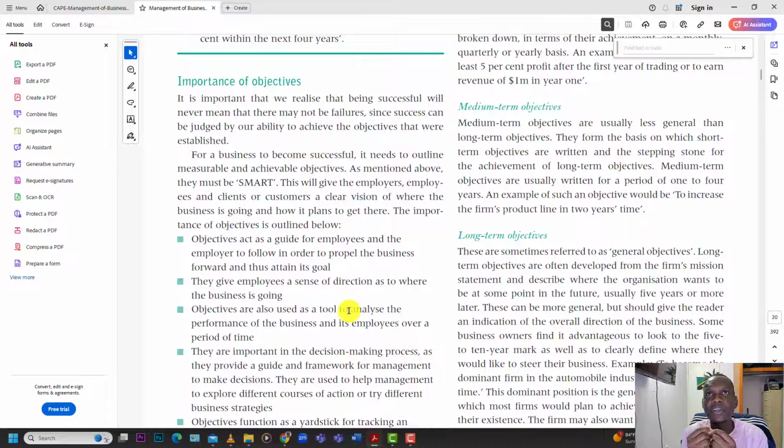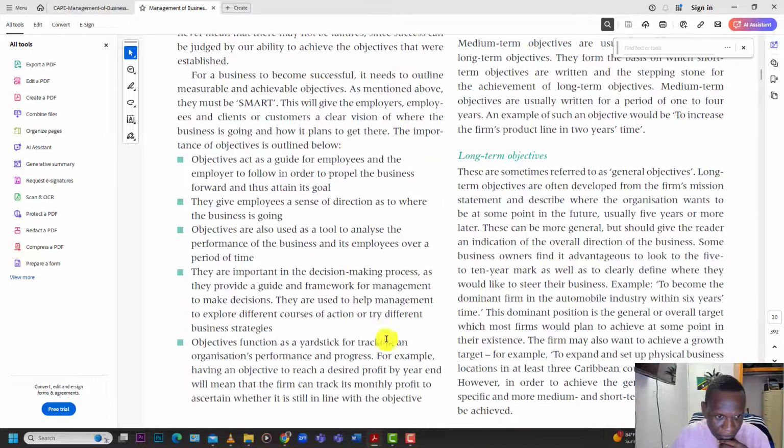So even if you have a lot of objectives, if they are not SMART, they still aren't really telling you where the business as a whole is going. The SMART objectives and proper objectives can give you a sense of where the business is going as an entity. Objectives are also used as a tool to analyze the performance of the business and its employees over a period of time.